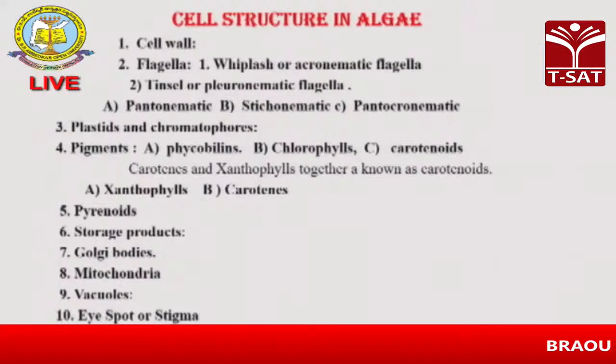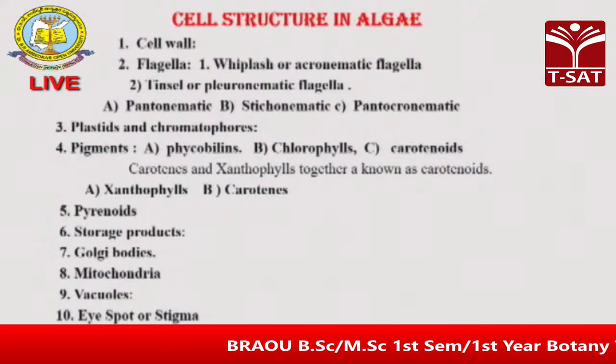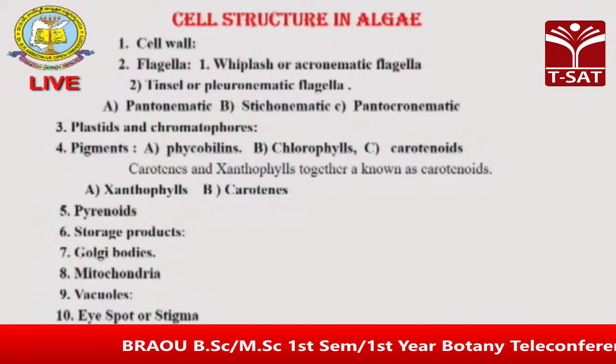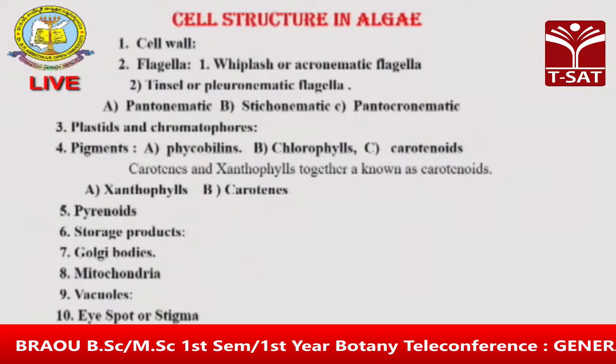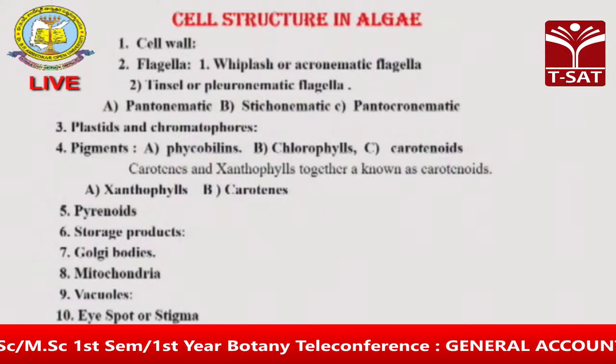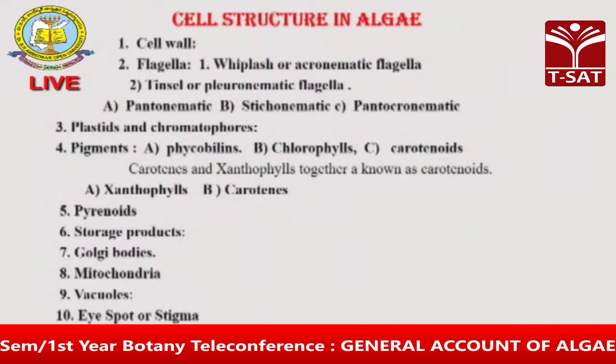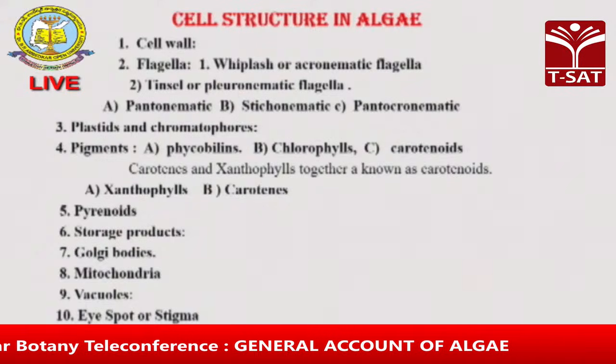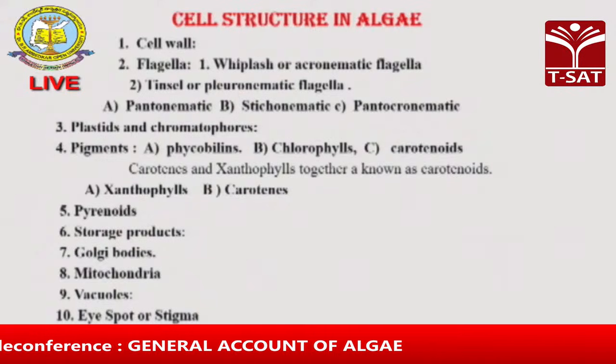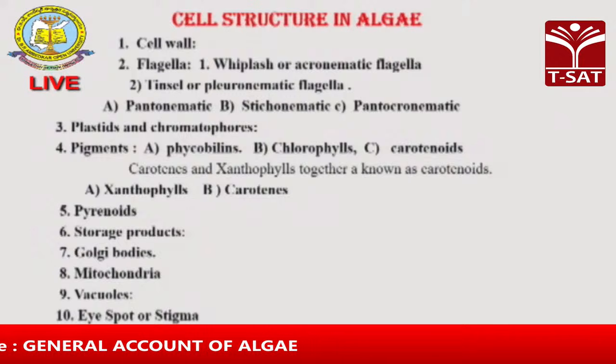When we come to the cell structure of the algae, the cell wall is a very important component. Besides that, flagella are there, the whiplash type of flagella and the tinsel type of flagella, two types of flagella. Besides the flagella, the plastids are the very important chromatophores. Because of the presence of chlorophyll in their body, they synthesize carbohydrates. Because of photosynthesis, they are the first photosynthetic plants.